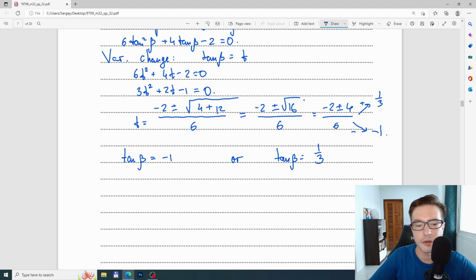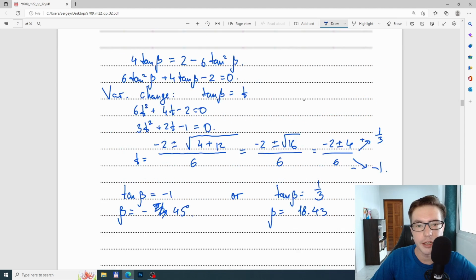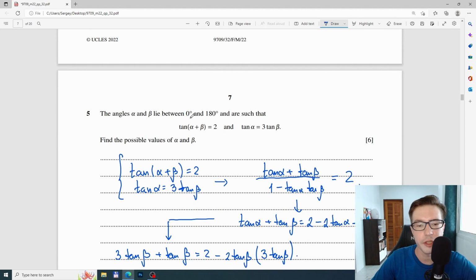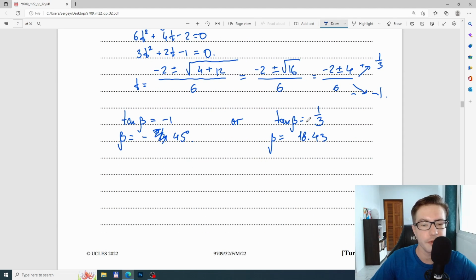Take the inverse tangent of both equations, so beta equals to negative pi over 4, or beta equals to 18.43, or I should have stated as negative 45 degrees. If we look at the range, we should be in between 0 and 180, and minus 45 is not in range. So for tangent, we can always add 180 degrees. So beta will be 180 minus 45, that's going to be 135.